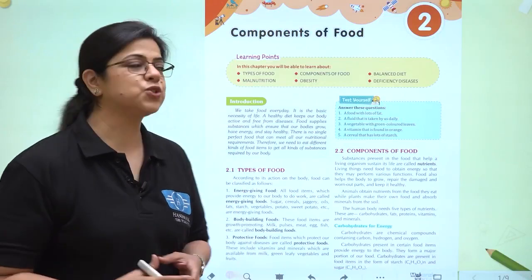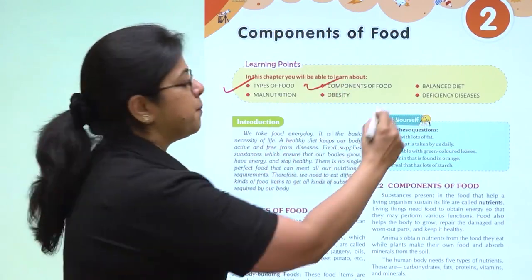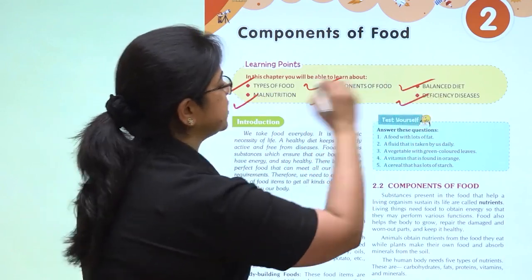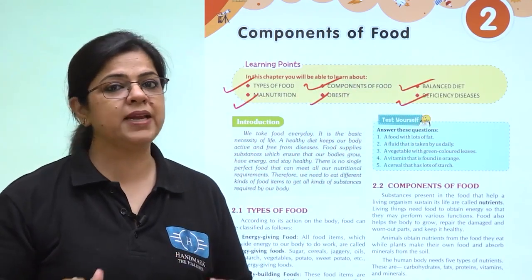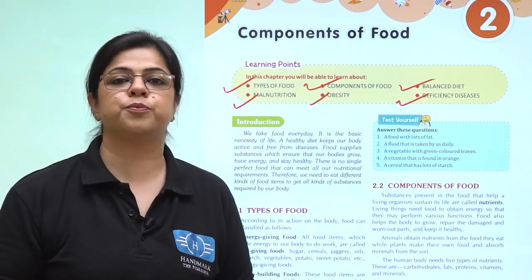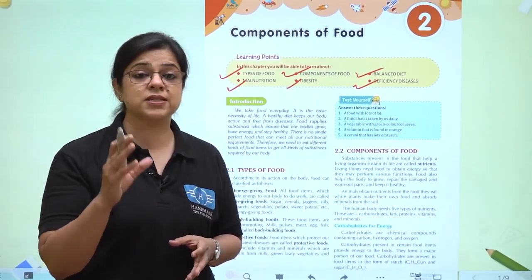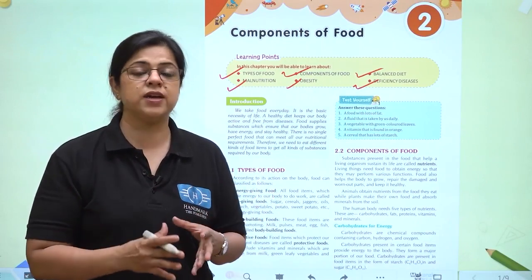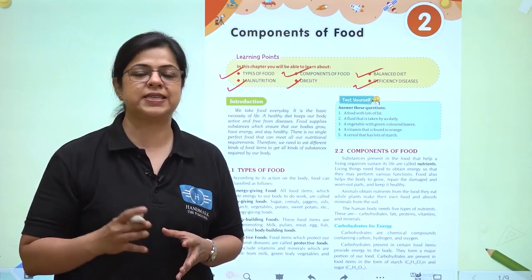We are going to learn today the different types of food, the components of food, balanced diet, malnutrition, obesity and deficiency diseases. We have learned in the last chapter that there are many sources of food. We have also understood that different sources of food provide us different types of nutrients. Nutrients are actually the substances in the food that give us the required energy, material for growth and development, and immunity to fight diseases.